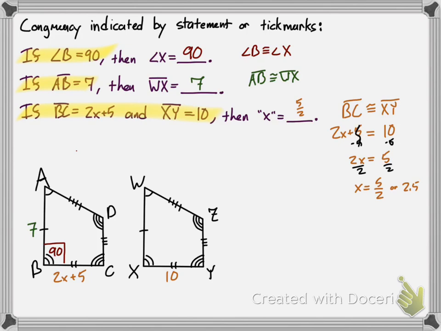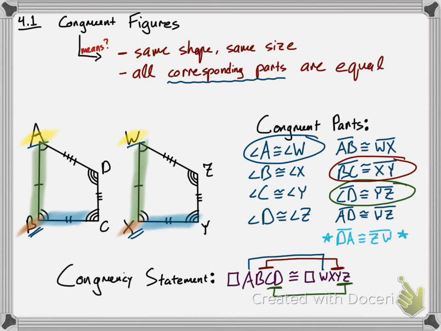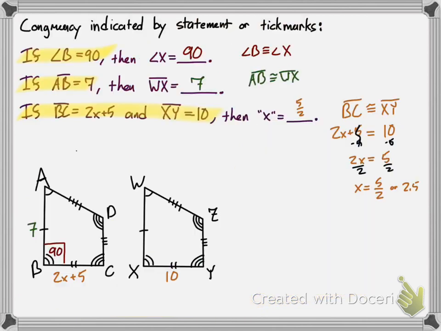Okay, so there we have our congruent statement as well as all the congruent parts and how to apply those statements to help us solve for missing angles, missing sides, and variables.